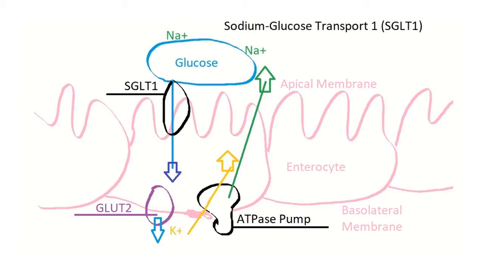Free glucose is ushered across the basolateral membrane into the capillaries by the GLUT2 transporter. The capillaries lead to the hepatic portal vein and on to the liver. Glucose in the bloodstream triggers the release of insulin from the beta cells in the pancreas.